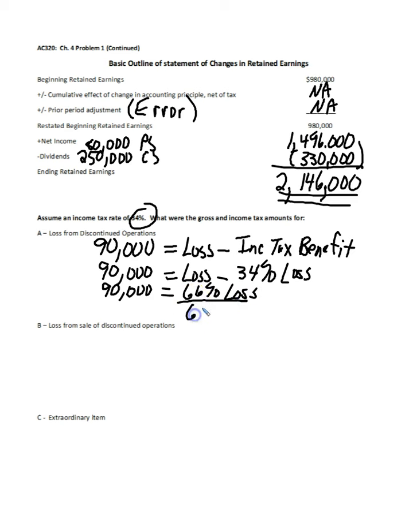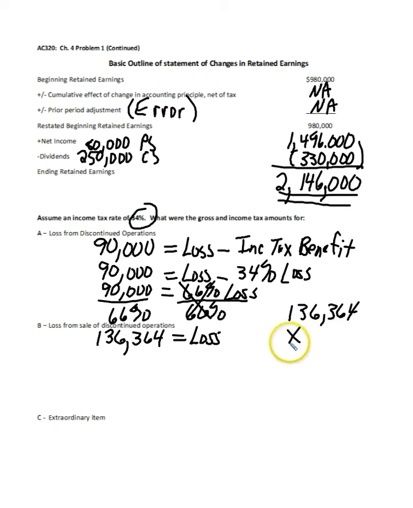And then if I divide each of those sides by 66%, that'll cancel out. So 90,000 divided by 66% equals my loss now. And that should end up to be 136,364 ends up being our loss. So some basic algebra there. Okay, and so that's the loss. So 136,364, and let's figure out the tax benefit.